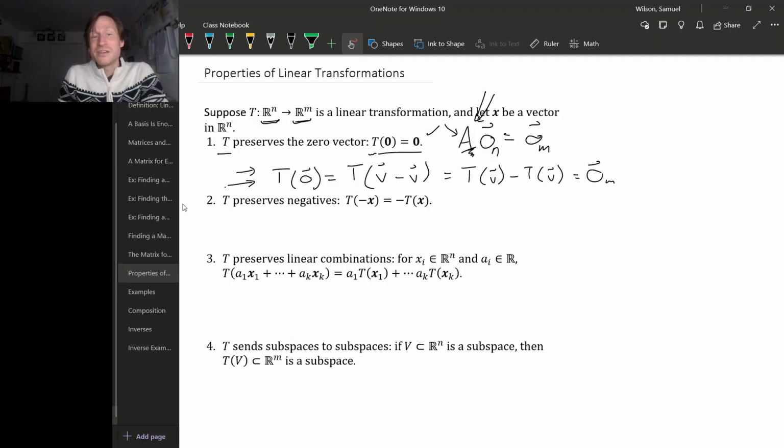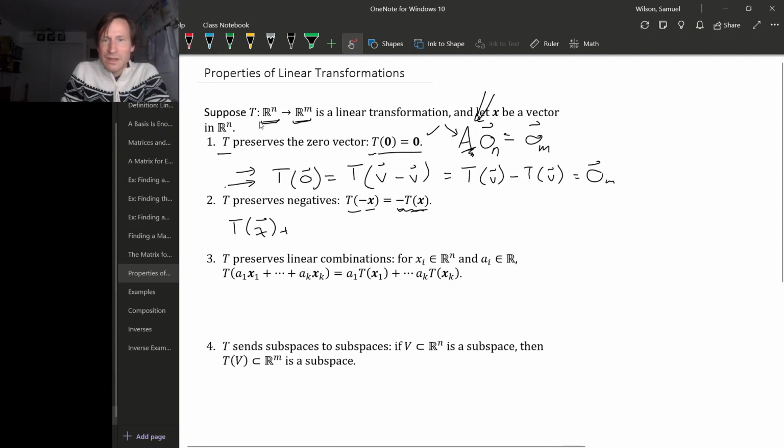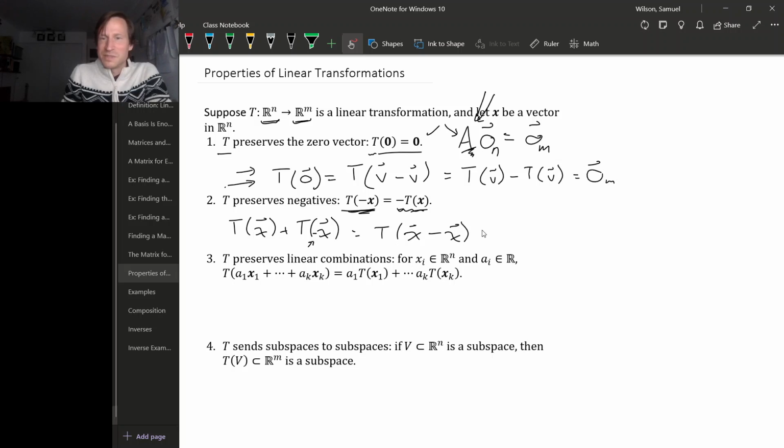Another nice property of linear transformations is that they preserve negatives. The linear transformation of a negative is the negative of the linear transformation. So what we want to know is, is T of minus x the negative of T of x? So let's add them and see if we get 0. This time I have the minus on the inside. But by the property of linear transformations, this is T of x minus x, but that's T of 0. And we just showed that has to be 0. So there, got it right that time.